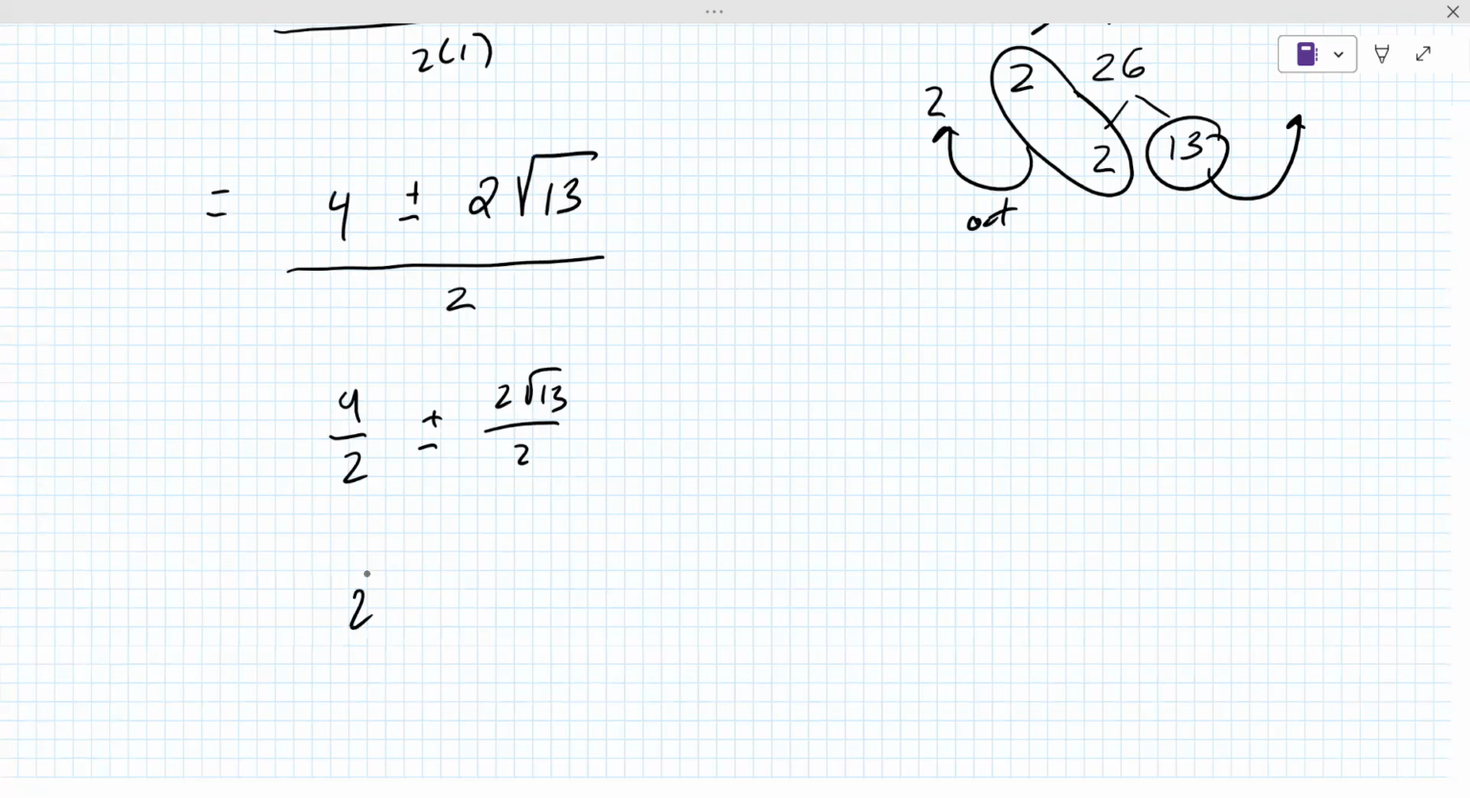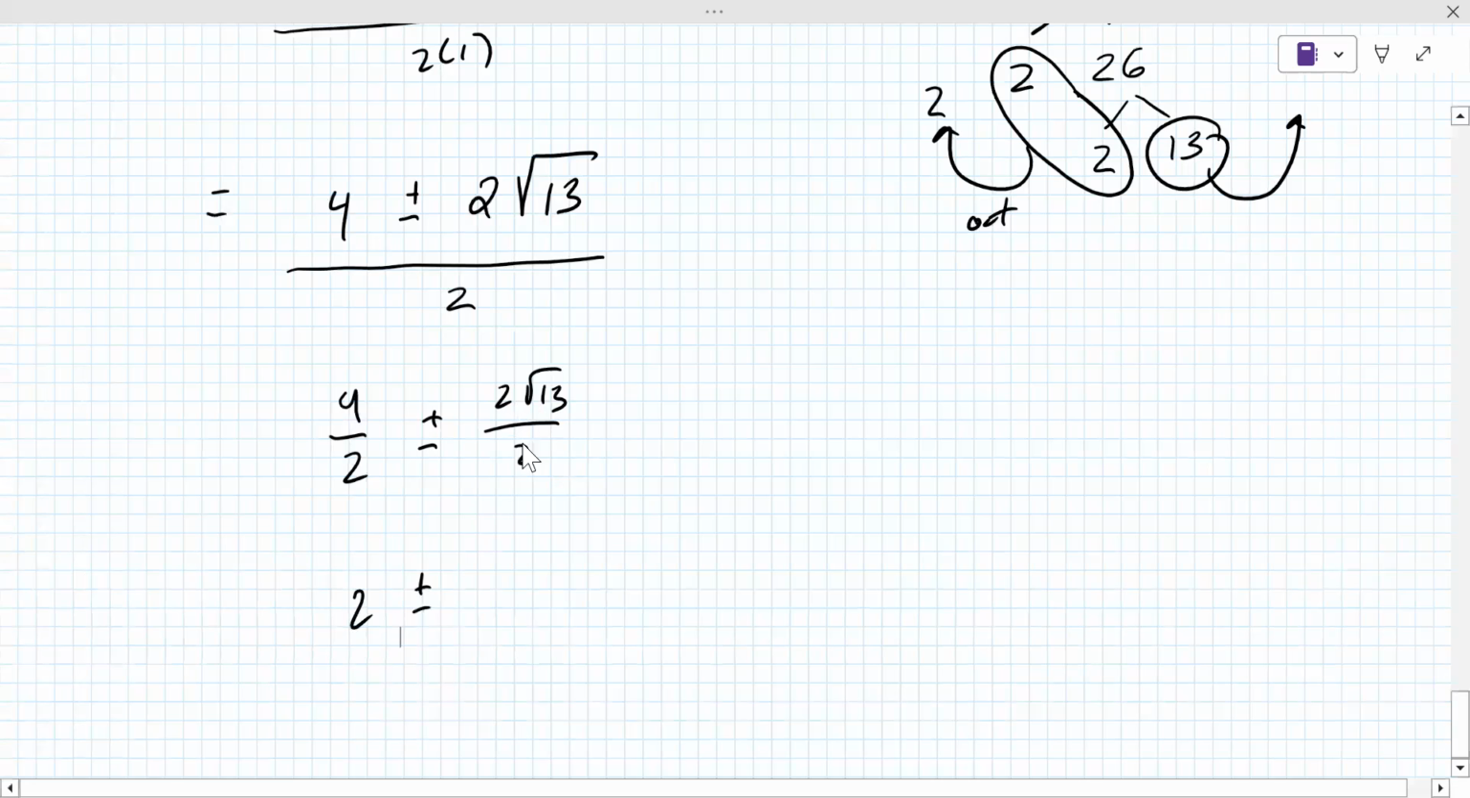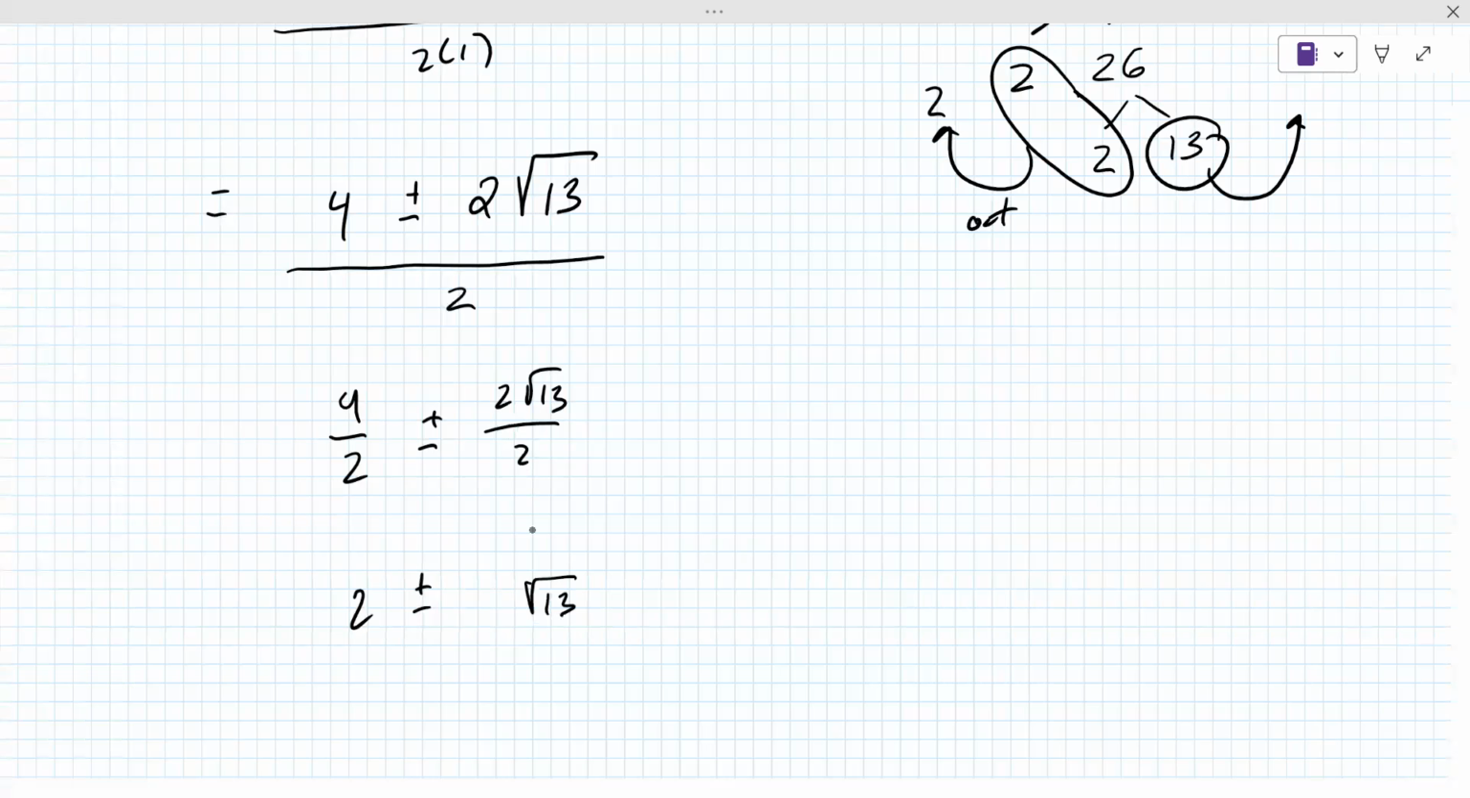All right, so 2 plus or minus, what happens over here on the right with the 2 squared 13 over 2? I think because the number in front is not this. The 2 over the 2. Yeah. So it's just like this on the left, where you can put the number over the number. The square root's going to be off to the side. What is 2 divided by 2? 1. So there's your answer.